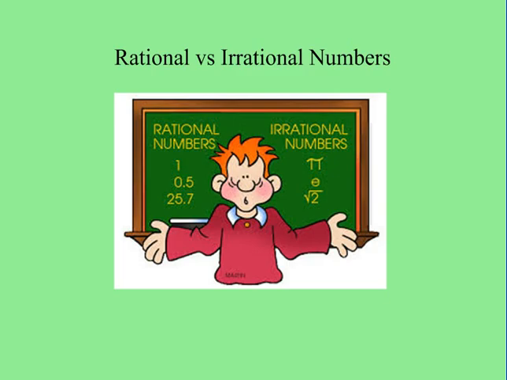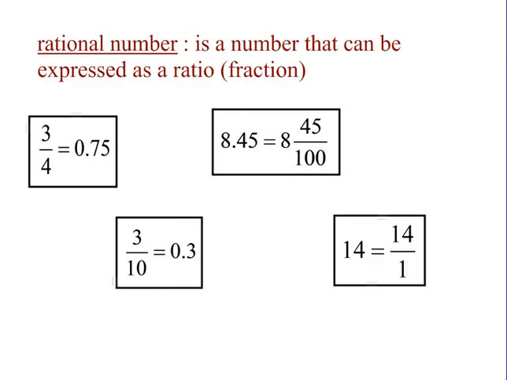All right, so we're going to talk about rational numbers first. A rational number is a number that can be expressed as a ratio or a fraction. Here are some examples. We'll start off with these two. Obviously, 3/4 and 3/10, both of them are already fractions, so they're rational. But in their decimal form, 0.75, you have to be able to know I can go back and forth with that. Those are considered rational numbers, both of these examples.